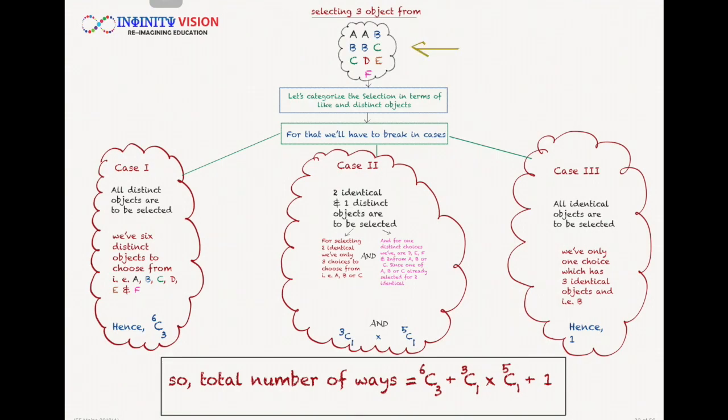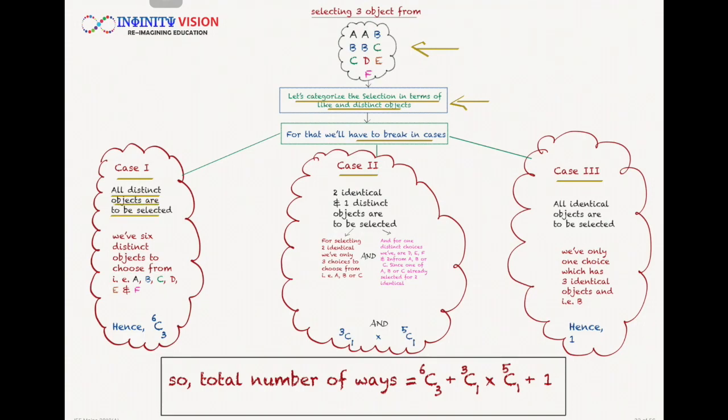Now selecting 3 objects from this mixed bag, how are you going to attack it? We are first going to categorize the selection in terms of like and distinct objects. So for that, we have to break things into cases. So we will have case 1, case 2, and case 3. Let's see what we have in case 1. In case 1, we have to take all distinct objects.